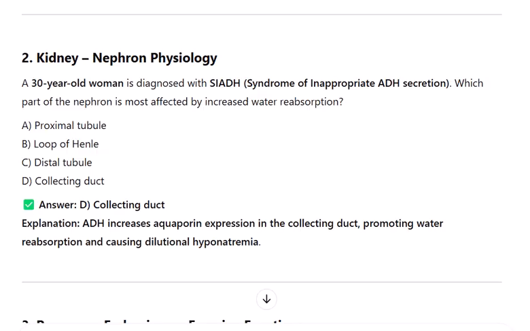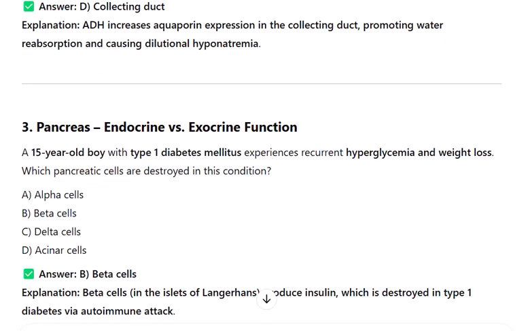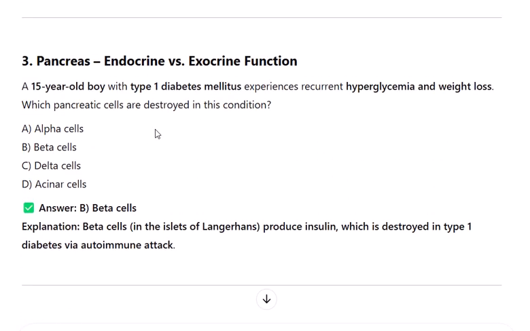3. Pancreas, endocrine versus exocrine function. A 15-year-old boy with type 1 diabetes mellitus experiences recurrent hyperglycemia and weight loss. Which pancreatic cells are destroyed in this condition? A. Alpha cells, B. Beta cells, C. Delta cells, D. Acinar cells. Answer: B. Beta cells. Beta cells in the islets of Langerhans produce insulin, which is destroyed in type 1 diabetes via autoimmune attack.